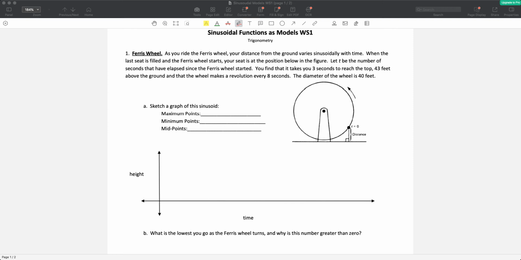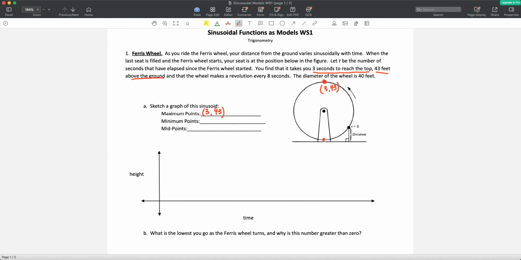So it wants us to sketch this, and again, I want to see at least one period, but before we sketch, we need to come up with some points. So looking at things that we know here, I need to find this point because that's going to be my maximum height, and this point will be my minimum height from the ground. Okay, so it tells us right here it will take 3 seconds to reach the top, and you're 43 feet above the ground. So we know that point right there is (3, 43). And so we know one of our maximums is (3, 43).